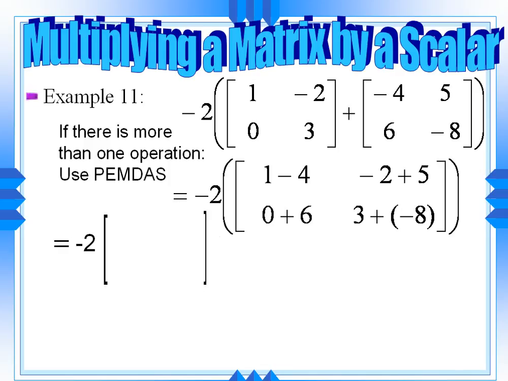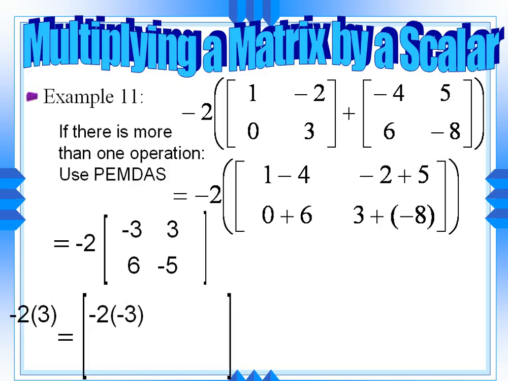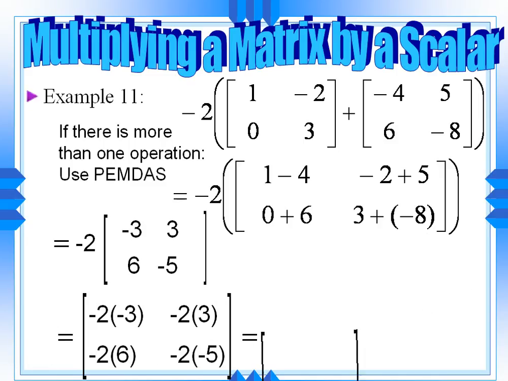And so now you've got a new matrix, and you're going to multiply everything in that matrix by -2. So go multiply them all by -2, and our new matrix is, as shown, 6, -6, -12, and 10. So again, important to follow the order of operations.